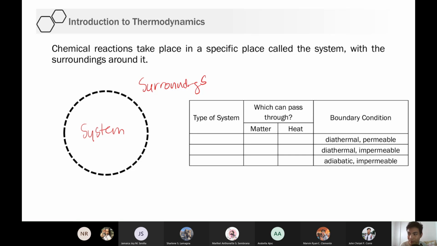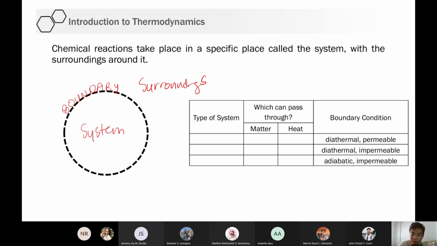Okay? And alam natin that between system and surroundings, meron yang barrier. May takip yan. I mean, may barrier. So, ang barrier na yon ay tinatawag nating boundary. So, we have three parts: system, surroundings, boundary. All of this comprises the universe. Pag pinagsama-sama mo yan lahat, universe yan.